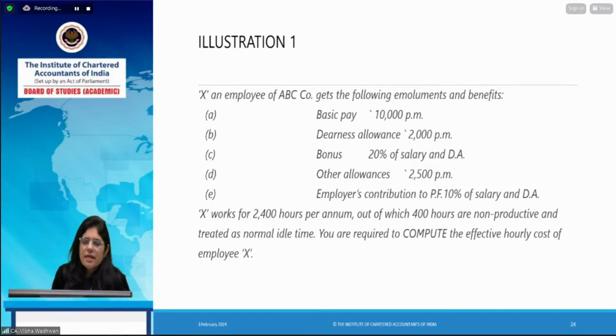All right, students, take note of this question. X, an employee of ABC company, gets the following emoluments and benefits: the basic pay, DA allowance, bonus, other allowances, and employer's contribution. X works for 24 hours per annum, and 400 hours are non-productive and normal idle time. Compute the effective hourly cost. So we have to calculate the hourly cost.